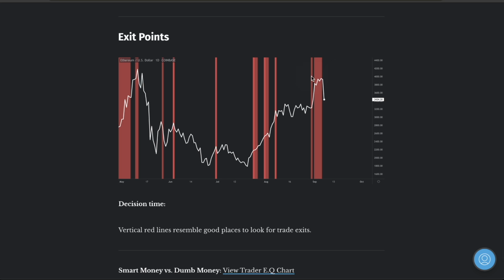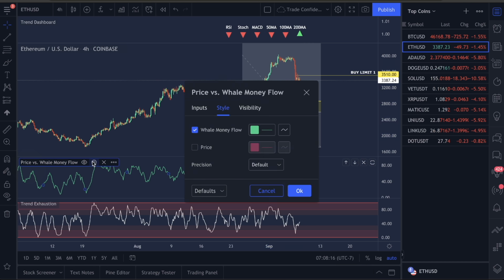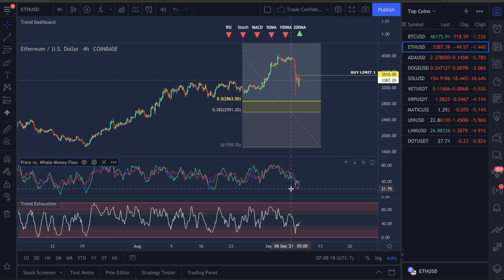Move down here. Exit points. This is what I use to call exits for my coins, okay? This as well as the trend exhaustion and the price versus the money flow. You guys see me doing that. And again, when this trend exhaustion starts pushing back up here to the top section, I will be looking to take profit on Ethereum. I'm giving you guys that full disclosure right now.